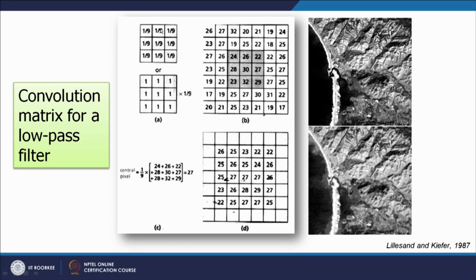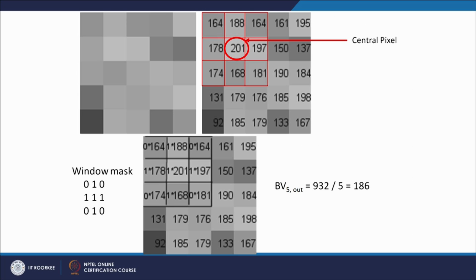Either 1 by 9 you can use, or 1 by 1 you can assign as the weight. The result is the same, because here we multiply by 1/9, and we end up with this image. So you can compare what happens to the pixel values. They become very close to each other, and therefore the local variations reduce and are de-emphasized, and the regional variations are emphasized. The central pixel becomes very important.